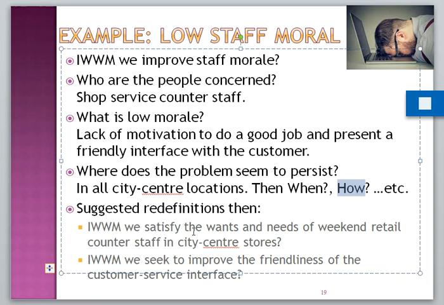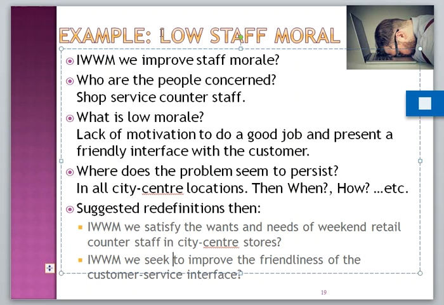In what way might we satisfy the wants and needs of weekend retail counter staff in city center stores? You see here, wants and needs is the main answer of the how question. Wants and needs of weekend, because it was found that the problem happened on the weekend only. In the retail counter staff, this is the who question. In city center stores, because we found that it's not all the staff, only the city center stores. Also, we may enhance the problem by writing down: in what way might we seek to improve the friendliness of the customer service interface? Friendliness is the main problem we have here, by asking the question, what is low morale?